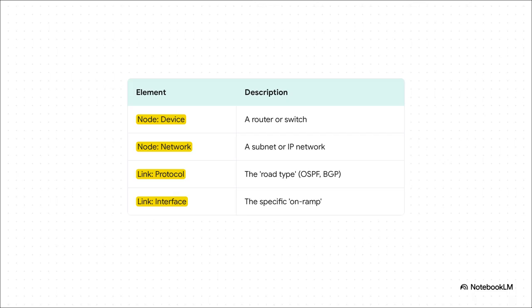All right, let's look at the building blocks of this map. You've got two main things. First, you have nodes. A node is basically a place on the map. It could be a specific device, like a router, or it could be a whole network, like a digital neighborhood. Then you have the links. These are the roads connecting all the places. And these links have important details, like the protocol, which is kind of like the type of road. Is it a superhighway or a local street? And the interface, which is the exact on-ramp you're using to get on that road.